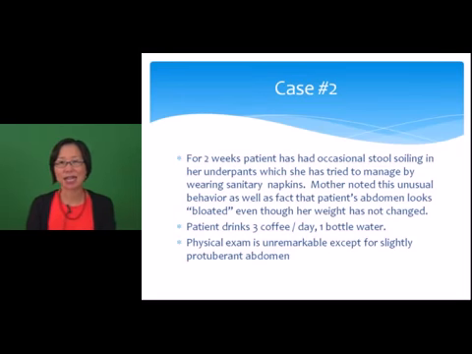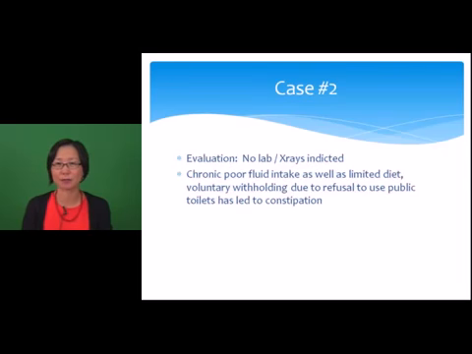For the last 2 weeks, she has had occasional stool soiling in her underpants, which she's tried to manage by wearing sanitary napkins. Her mother noticed this, and she also noticed the daughter was looking bloated, even though she really hasn't gained weight. The daughter drinks a lot of coffee, 3 coffees a day, and maybe 1 bottle of water a day. And her physical examination only shows a slightly protuberant abdomen.